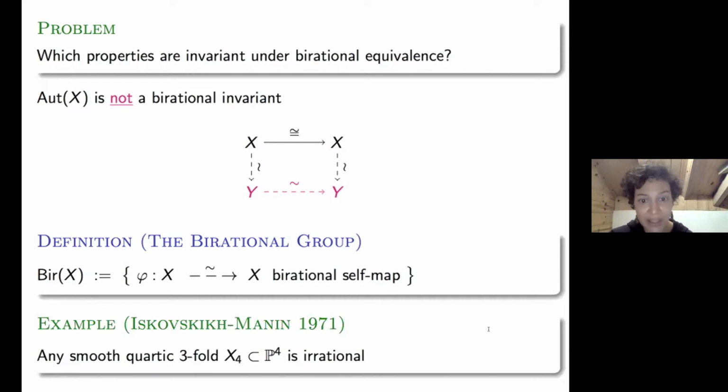So for instance, Iskovskikh and Manin in 1971 used the birational group to show that any smooth quartic threefold is irrational. So they computed the birational group of a quartic threefold, and they showed that this is finite, and then compared it to the birational group of P3, which is huge. They could see that they are not birational. So this type of invariant is really used to address rationality issues.